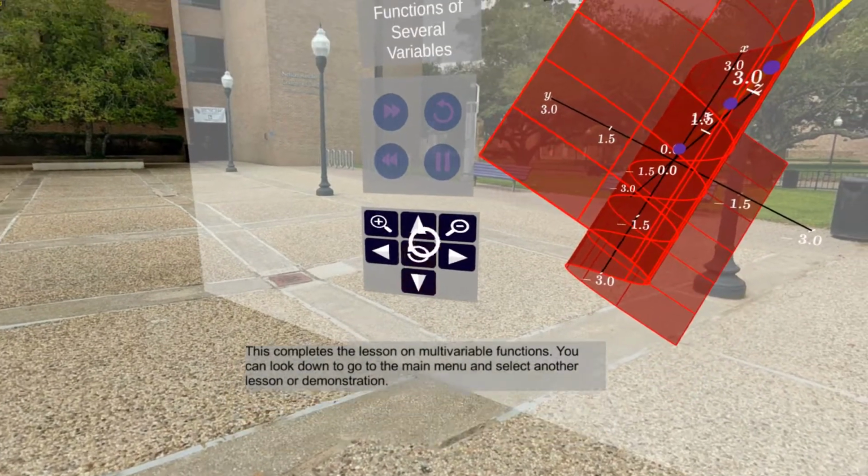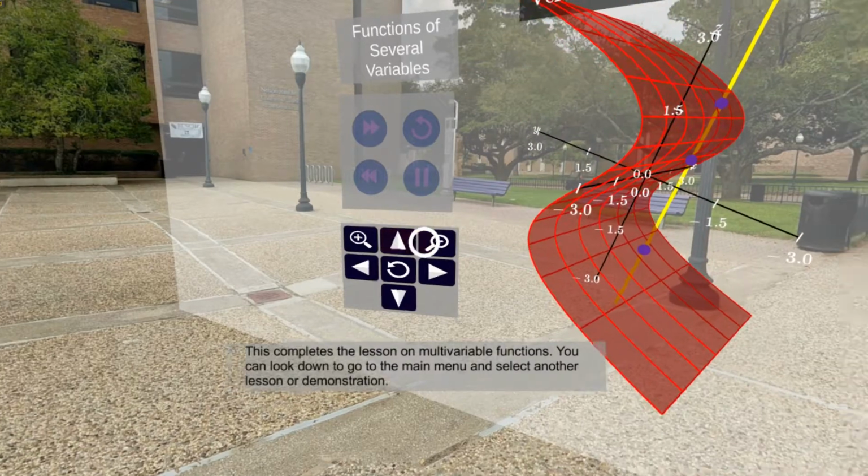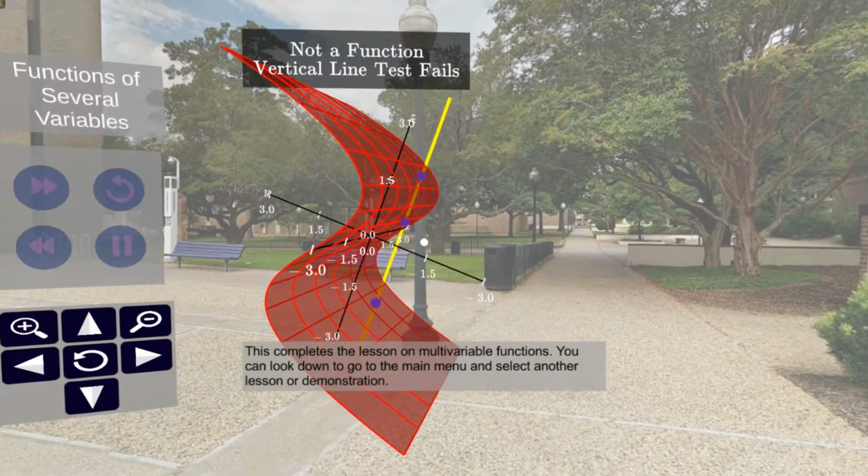This completes the lesson on multivariable functions. You can look down to go to the main menu and select another lesson or demonstration.